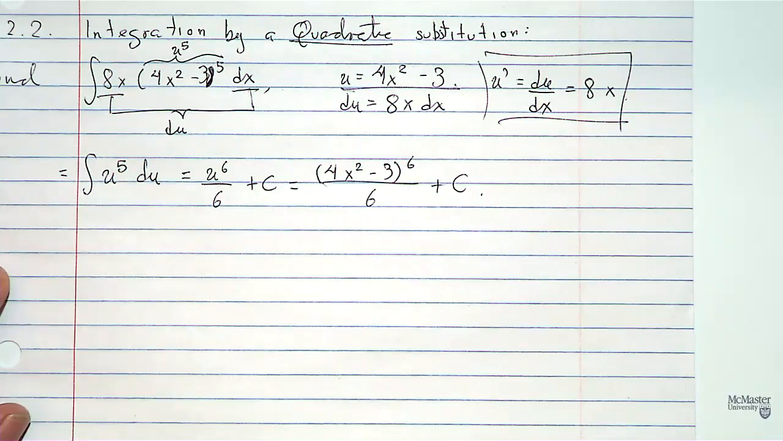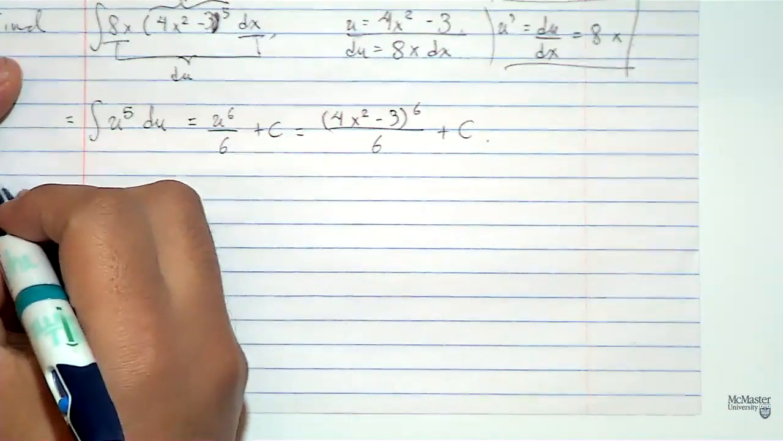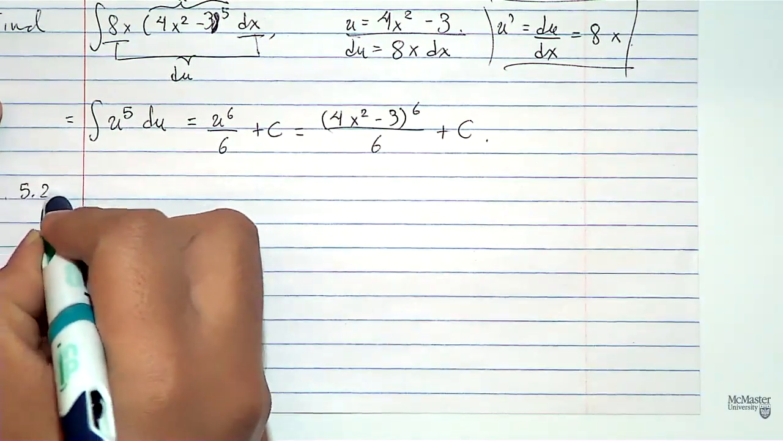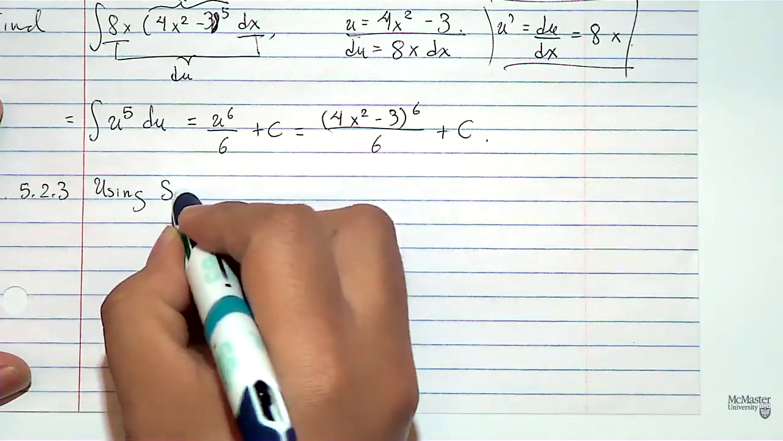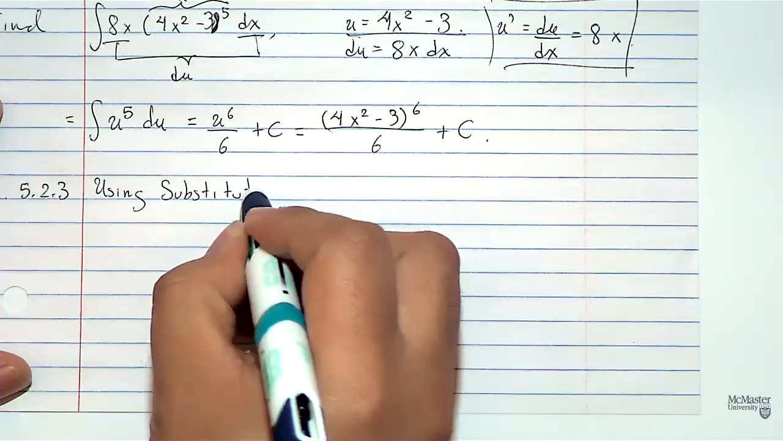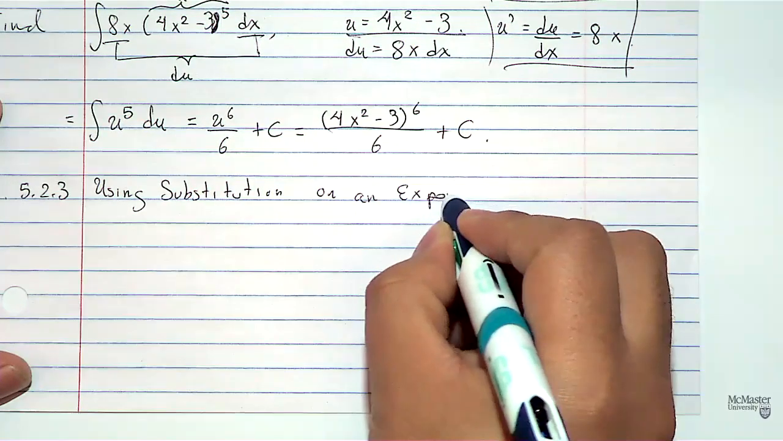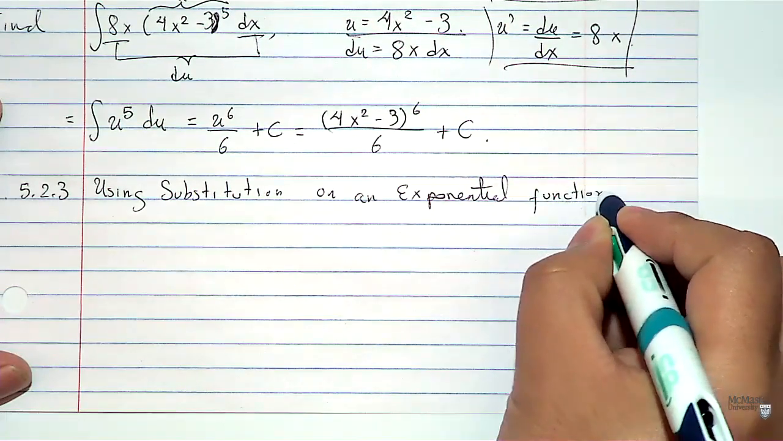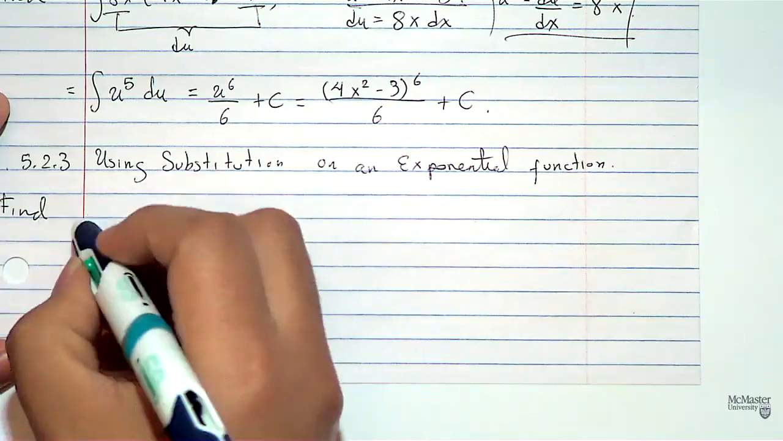So we did the second problem. Now the third problem is, you can keep copying, it's okay. So 5.2.3, it is using substitution on an exponential function. And the problem is now to find the integral.